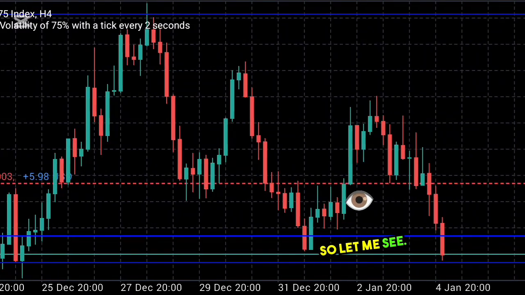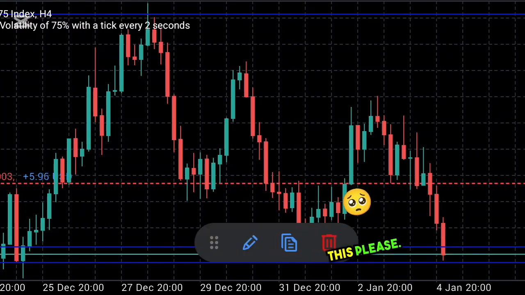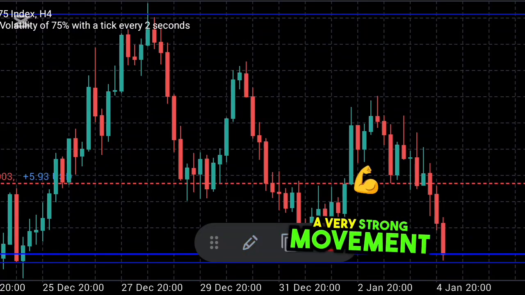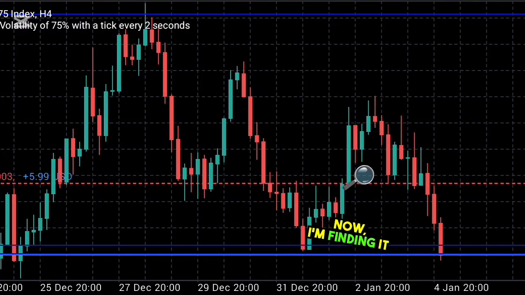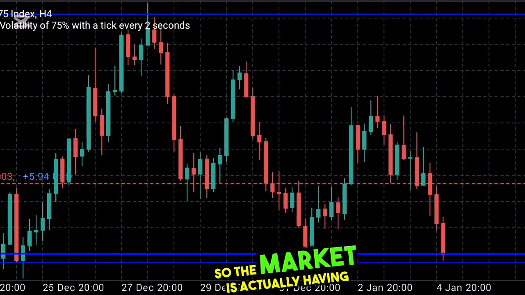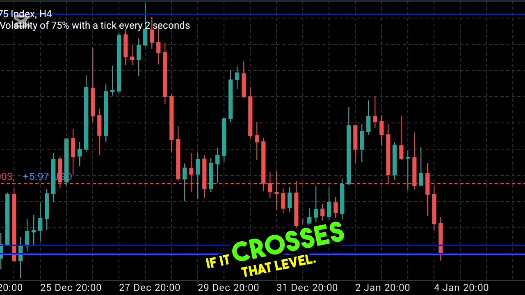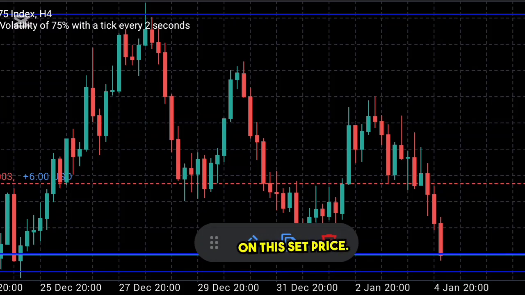Okay, so let me see. Yes, I want to connect this place. Yellow. So the market is actually having a very strong movement if it crosses that level. Oh, sorry. I'm finding it difficult bringing the price onto the set price.